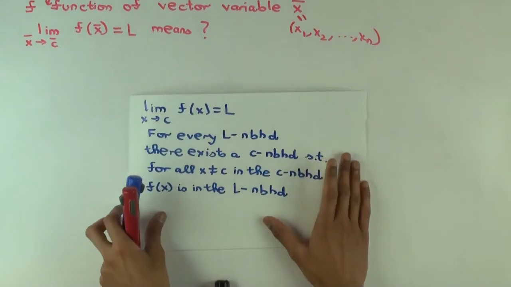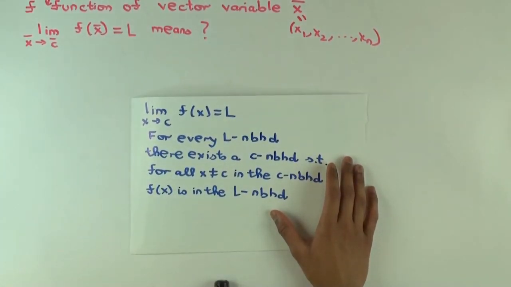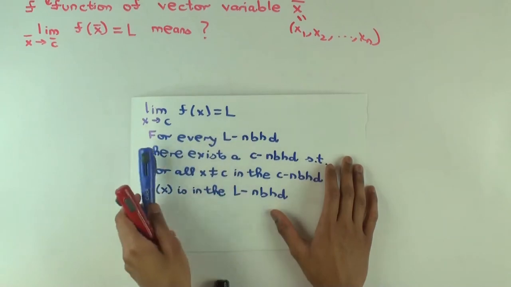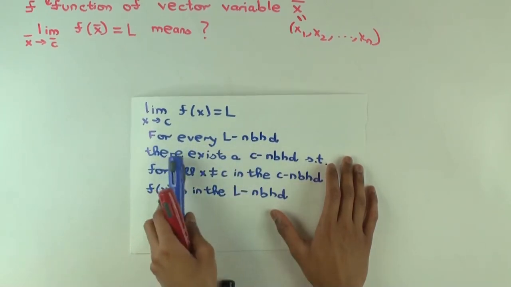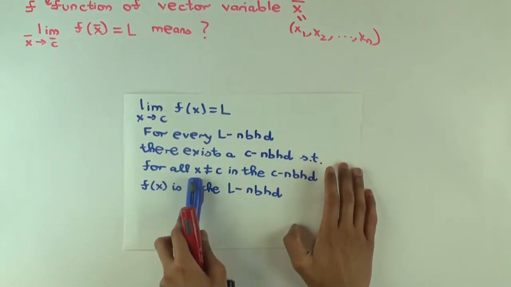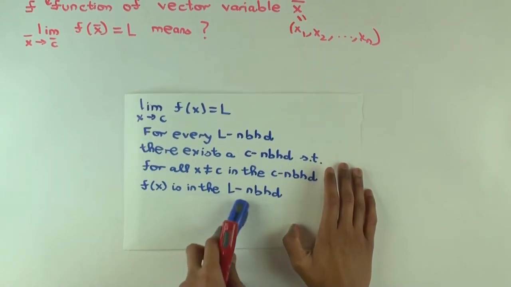And out here, I have the general definition, not the epsilon delta, but the conceptual version of the definition. What does it say? It says limit x approaches c f(x) equals L if for every neighborhood of L, there exists a neighborhood of c such that, for all x not equal to c in the neighborhood of c, f(x) is in the neighborhood of L.